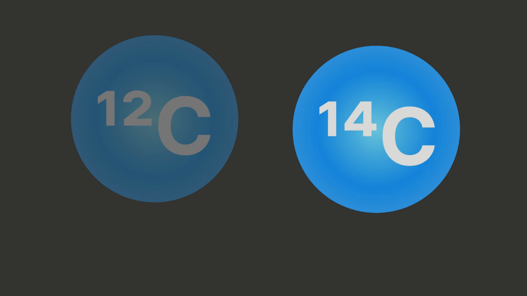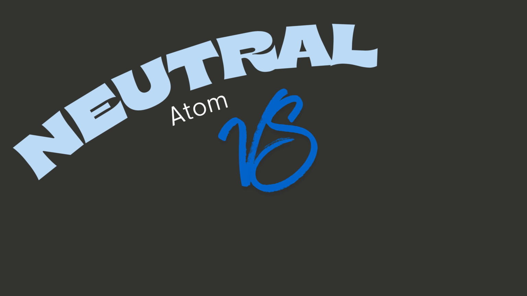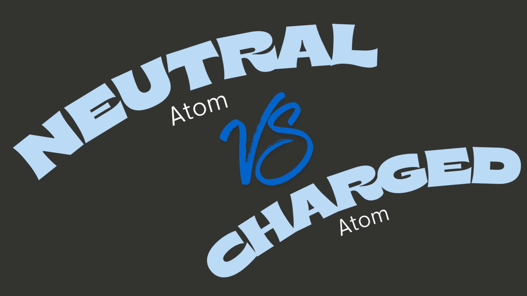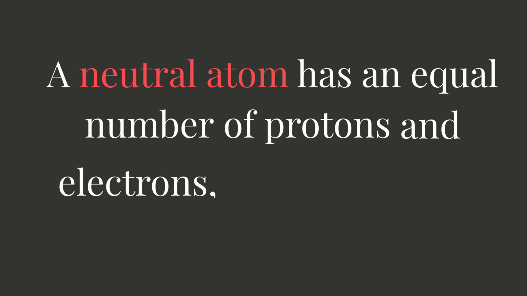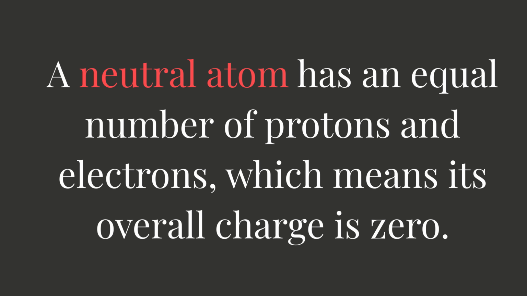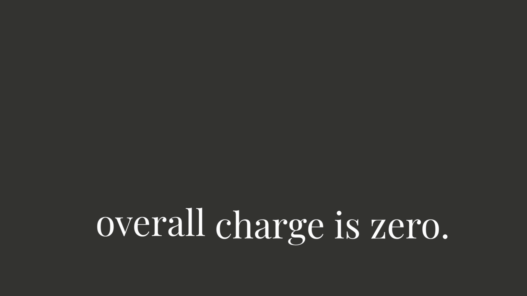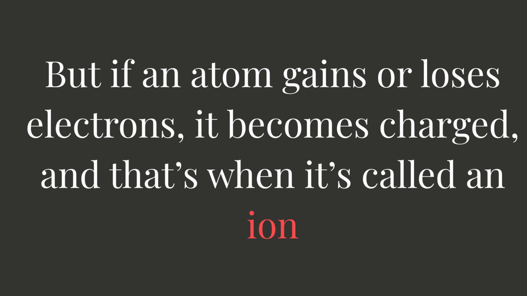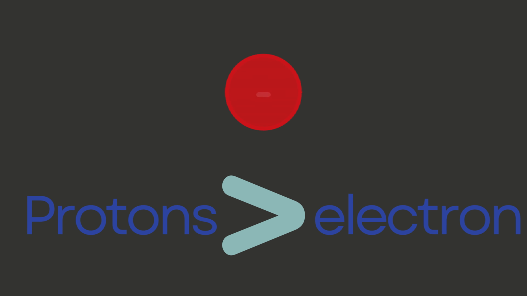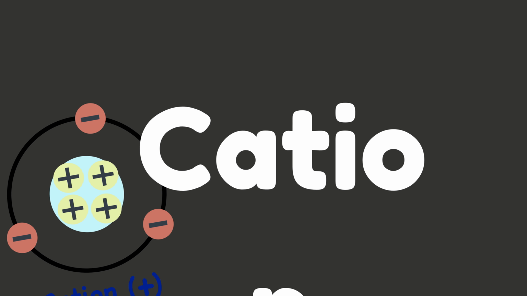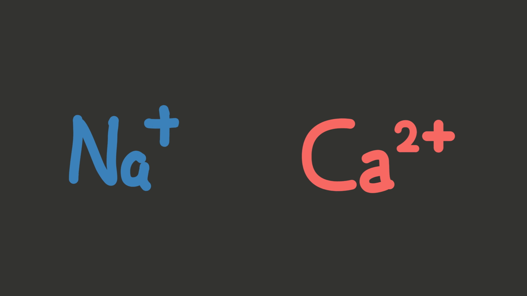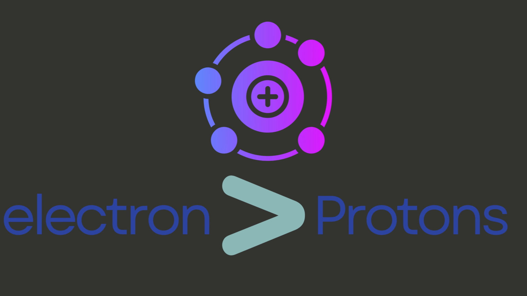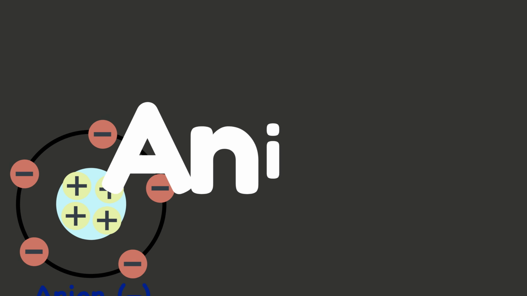neutrons. Next, let's talk about the difference between a neutral atom and a charged atom, also called an ion. A neutral atom has an equal number of protons and electrons, which means its overall charge is zero. But if an atom gains or loses electrons, it becomes charged, and that's when it's called an ion. If it loses electrons, it has more protons than electrons. That makes it a positive ion, also called a cation, like these. And if it gains electrons, it has more electrons than protons. That makes it a negative ion, also called an anion.